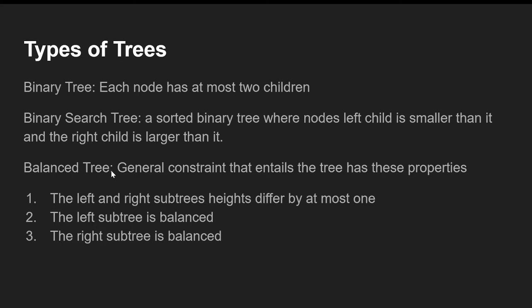And then we have a balanced tree as well. This is just a general constraint that entails the tree has these properties. The left and right subtrees' heights differ by at most 1. The left subtree is balanced and the right subtree is balanced. So this type of constraint is actually recursive. As you can see, this is like a base case, and then these are just recursive elements.